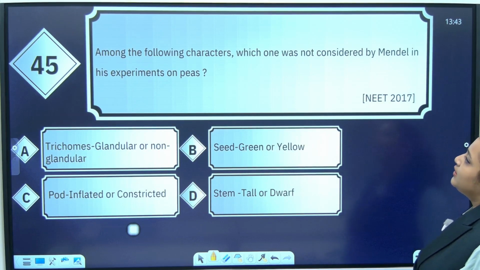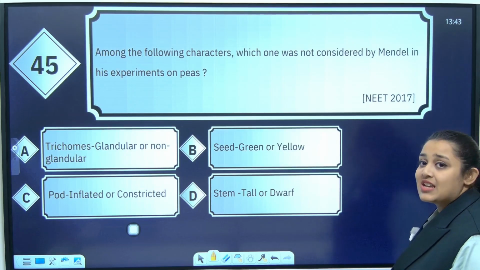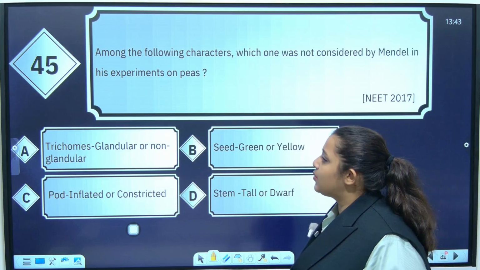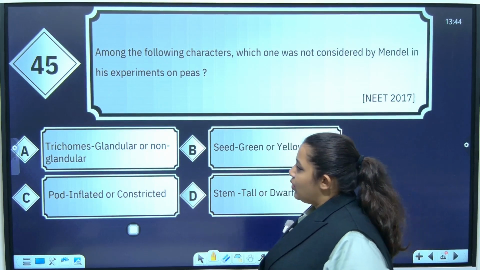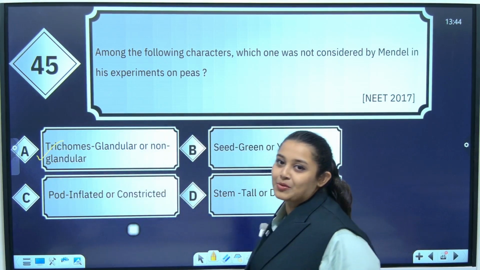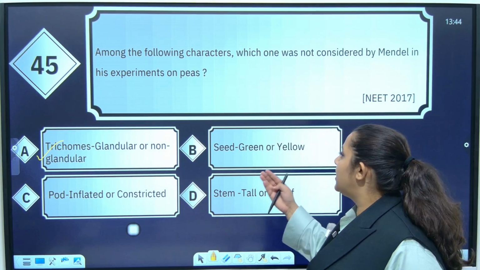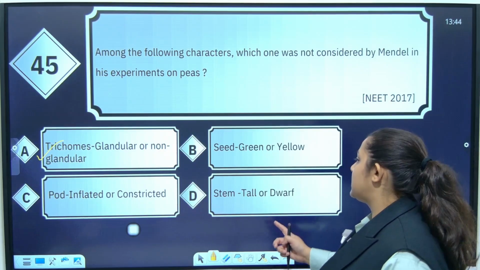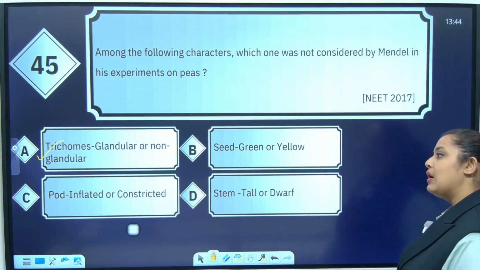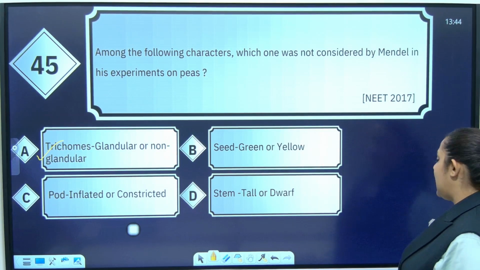Next one, among the following characters, which one was not considered by Mendel in his experiment on peas? Very easy question. Trichomes, glandular or non-glandular? First option, which is correct, A. Pod inflated and constricted was considered. Seed green or yellow was also considered, and stem tall and dwarf was also considered. So our answer is A.